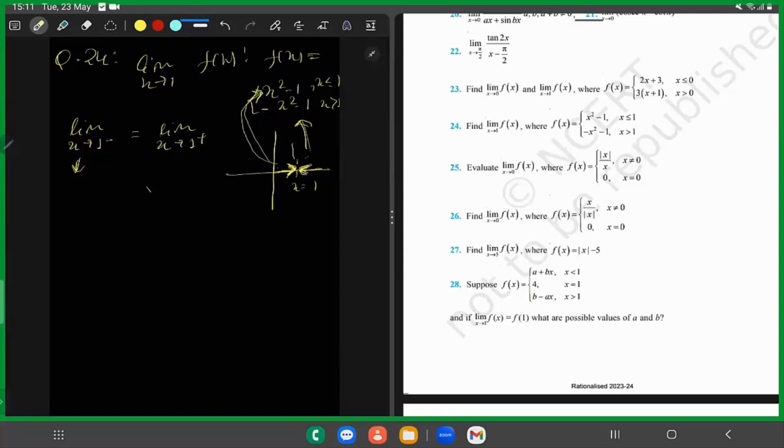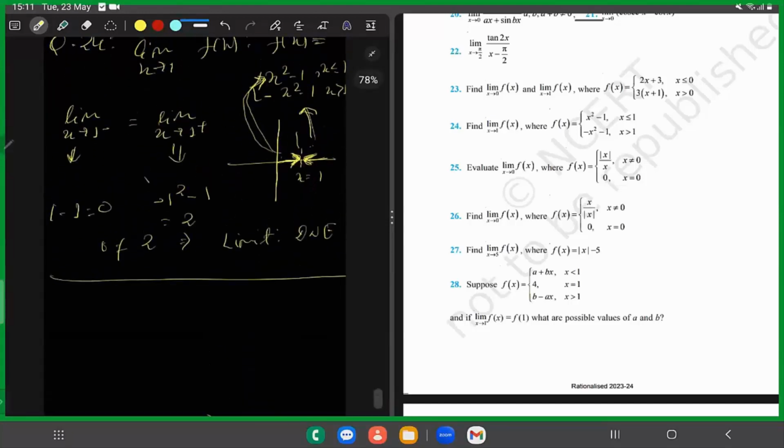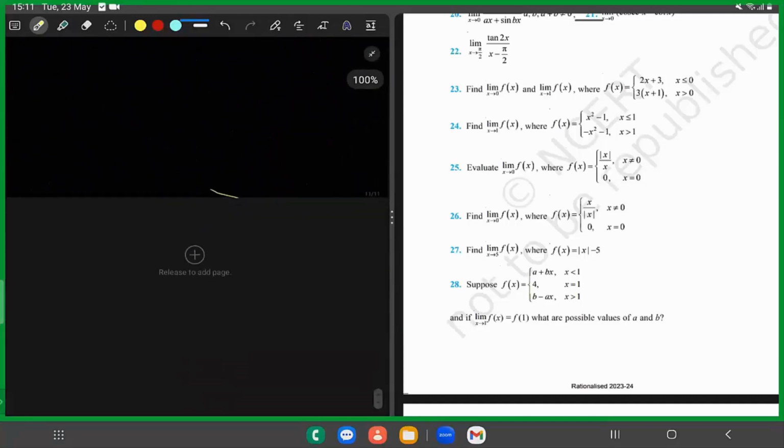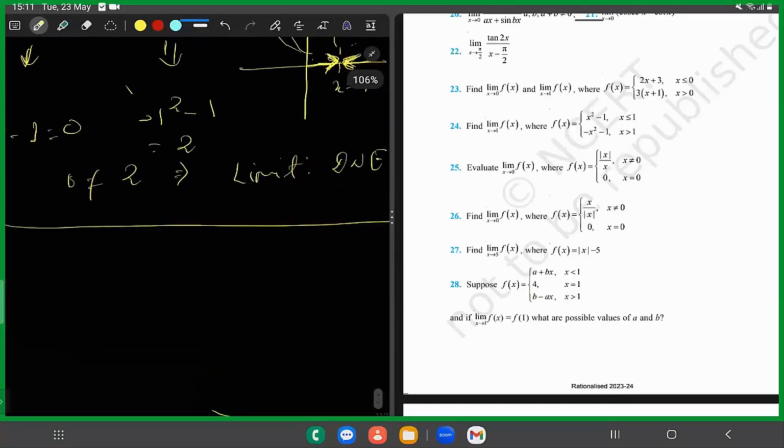If we find this value, we'll put x equal to 1 directly. So this comes 1 minus 1 equal to 0, and this comes minus of 1 square minus 1, so this is equal to 2. So you can say that 0 is not equal to 2, so the limit does not exist. Okay, so this was a straightforward question, and there is another method by which you can solve these types of questions, and that is basically the graphical method.